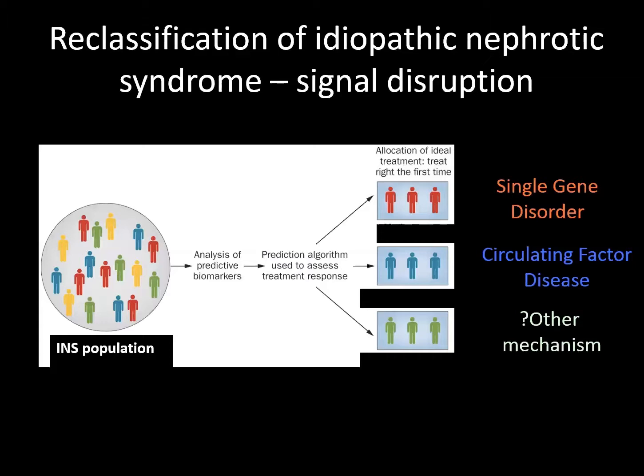And if we can work out which patients, and these are probably immune-derived, but we don't yet know for certain, have a circulating factor disease, it may turn out that there are other mechanisms that we haven't yet suspected that account for a proportion of patients. And all these patients will have different modes of treatment that would be best for them.